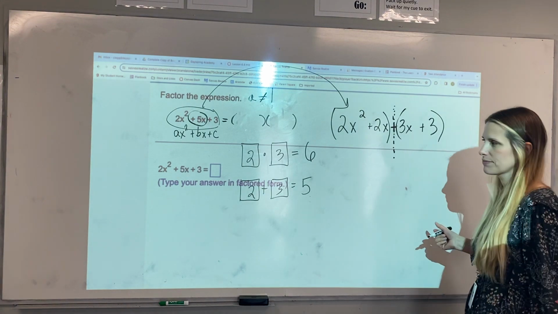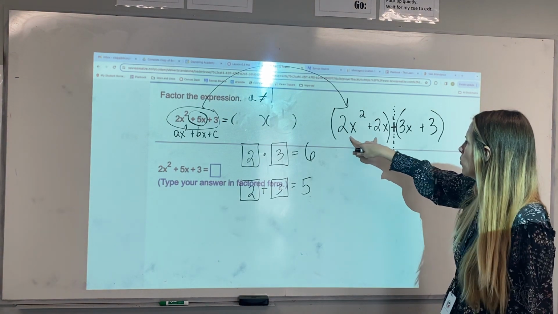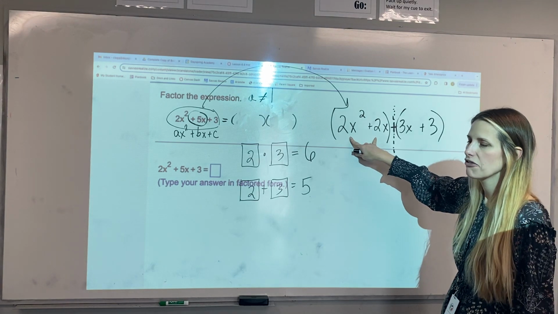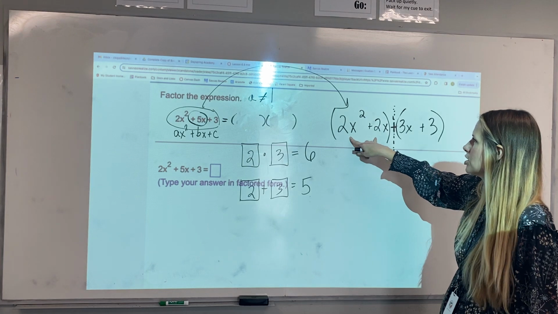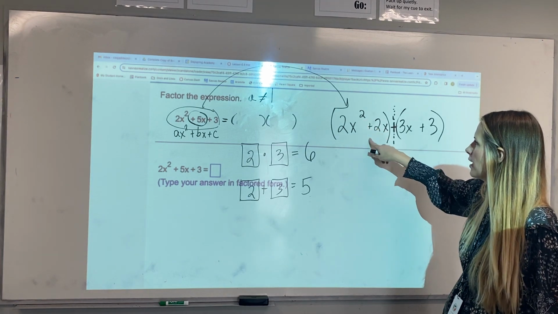Here's the next step. You're going to take one of your groups and you're going to factor out the GCF. What's the GCF of 2x squared and 2x?